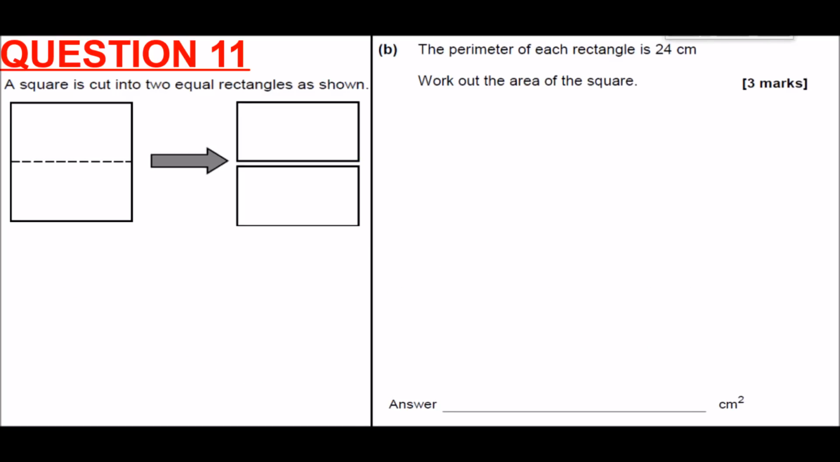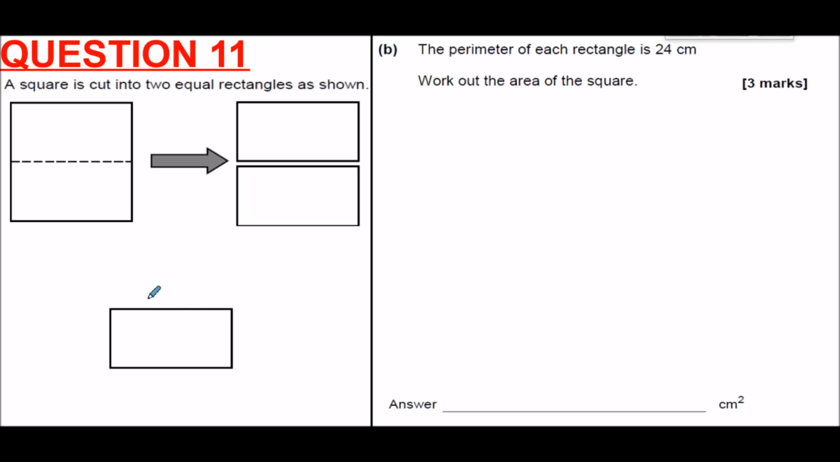Part B, the perimeter of each rectangle is 24 centimetres. We need to work out the area of a square. So I'll just get one of these rectangles here. Now we need to remember something from part A, and that something is that this square was cut in half. And so this side is the same as this side, because this one's cut in half. This side here of a rectangle will only be half as long as this top edge.